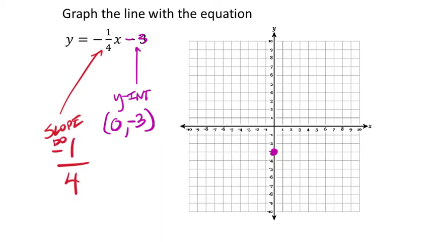That tells me that it's going to go down 1 and then to the right 4 from that ordered pair that we put on the graph. So I go down 1 to the right 4, down 1 to the right 4, and that's the points I can put on to the right.